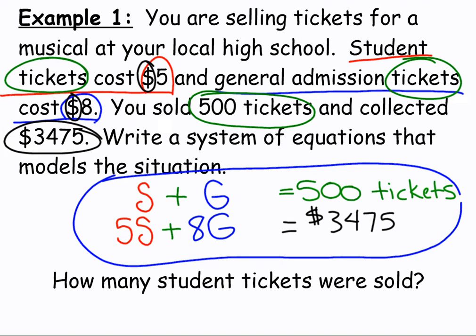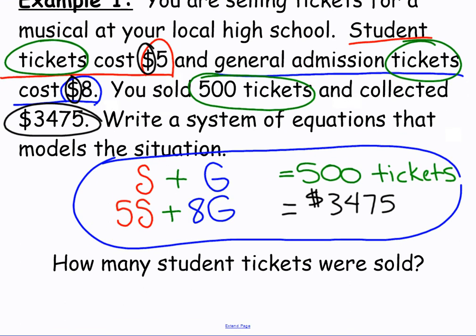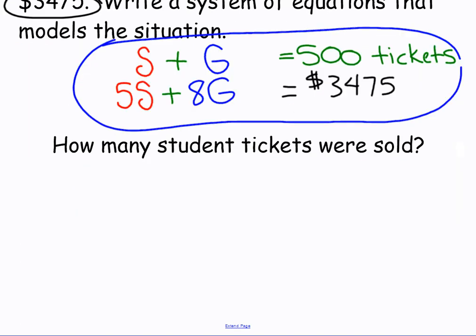Now, in order to solve the last part, how many student tickets were sold, we need to use any of our three methods to solve this system of equations. We could do graphing, we could do substitution, and we could do linear combination. My personal preference is going to be linear combination.